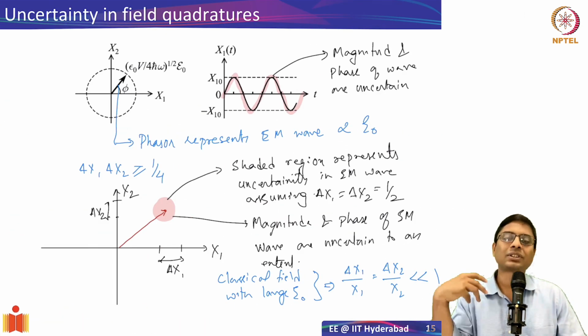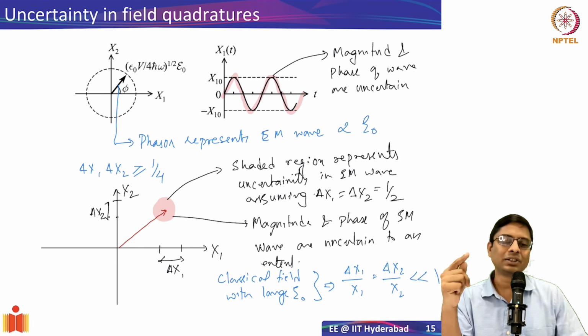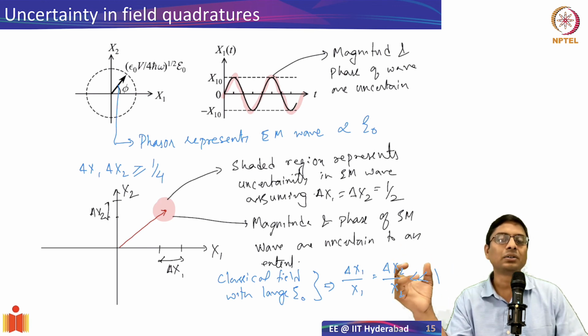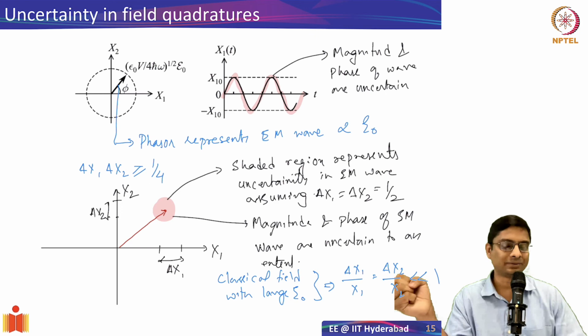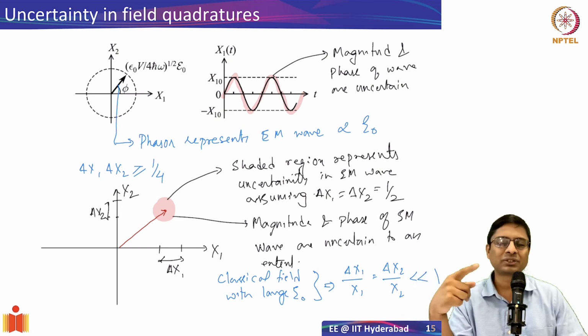And then one of the conclusions of that is that the length of the phasor represents the EM wave. The length is proportional to the electric field. Now we are saying that the uncertainty in x1 and x2 tells us that the phasor is also uncertain. There is a certain amount of uncertainty in the magnitude and the phase of the phasor. That means that your electromagnetic wave cannot be well defined as a sine wave with, let's say, this frequency and this amplitude. There will be a certain amount of uncertainty in the amplitude and in the phase as well. So that is what this tells us.